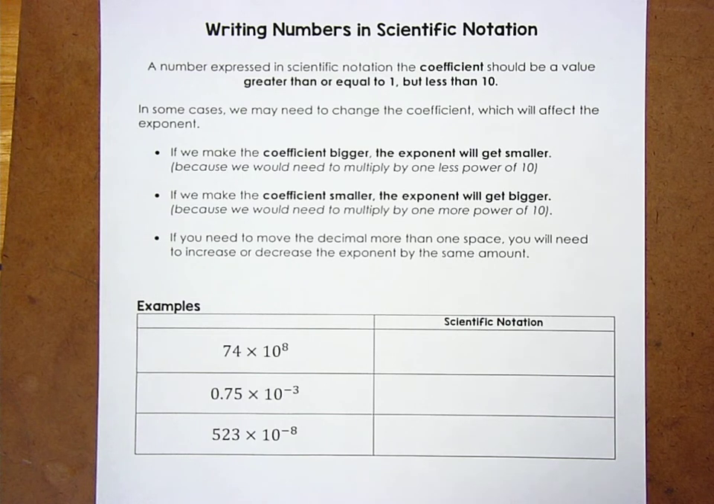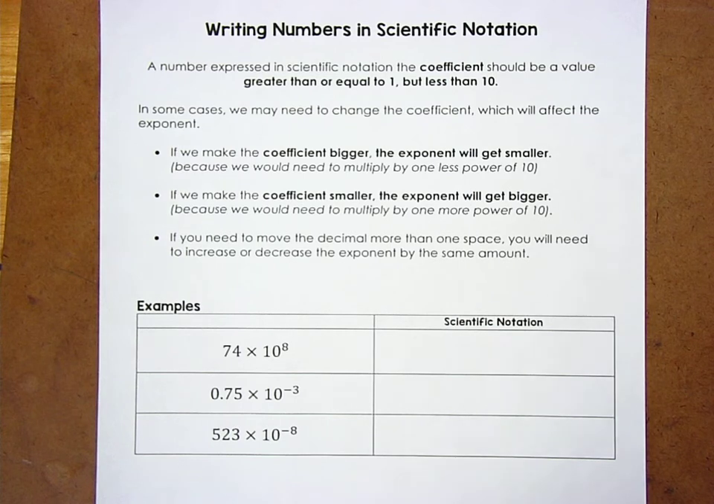So for example, 4, 3.7, 2.95, but it cannot be 20.1 or 75. Those numbers are greater than 10. And it cannot be 0.25 or 0.5 because those numbers are not greater than or equal to 1.